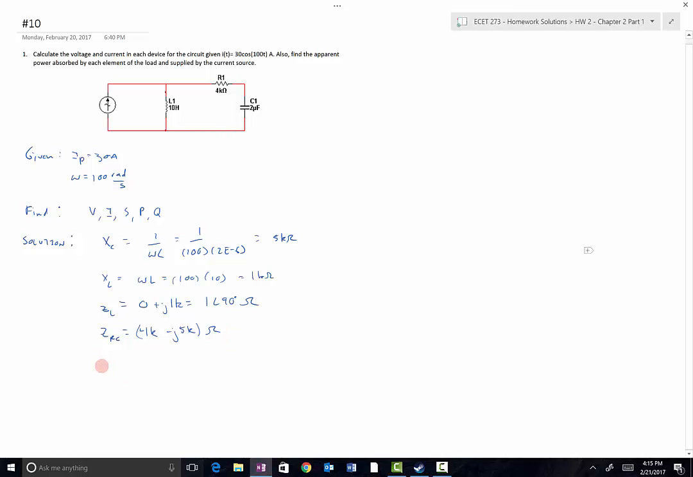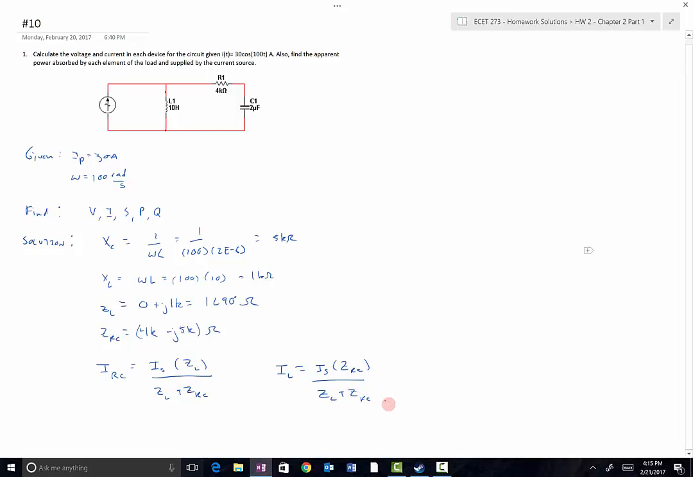So I'm going to now use current divider to determine the currents. The current in the RC branch, I'll call that IRC, is equal to the source current in its phasor form times Z in the inductive branch divided by the total Z of the branches summed, so that's ZL plus ZRC. That is the current divider, and a similar current divider can be applied to solve for the current in the inductive branch. That's going to be IS times ZRC divided by the sum.